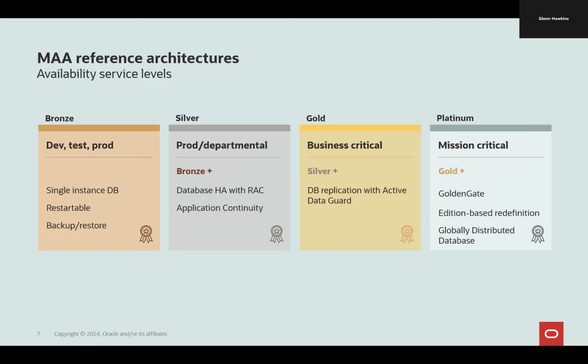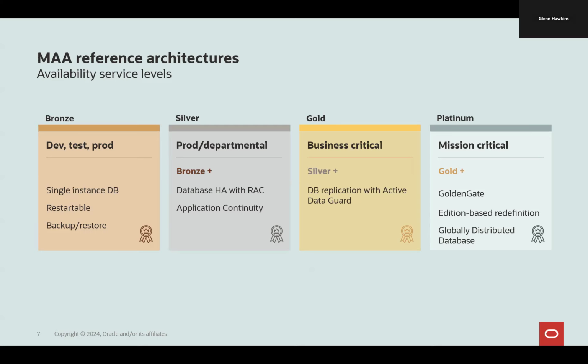The majority of our mission critical customers are in gold, which means they basically have moved from HA to DR, right? They have a DR site available to them that they're replicating to. And for the customers that really have zero RTO and RPO requirements, platinum is where it's at. I'll go ahead and explain that as well. That's where GoldenGate comes into the picture.